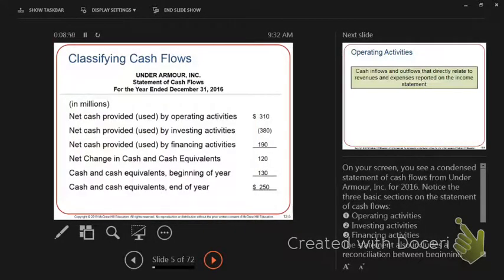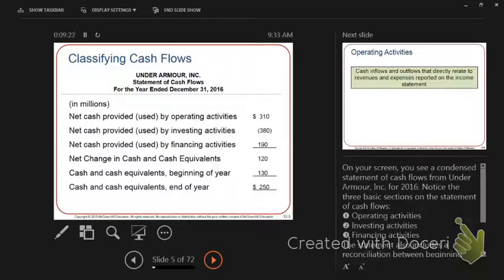All right, so this is what a statement of cash flows is going to look like. This is Under Armour. So this is our operating activities. Notice it says cash provided, cash used. So if it's a negative, like investing activities, all that means is we used the cash. So that means we spent $380 million. So here we got $310 million. That means $310 million of cash came in the door. Our revenues exceeded our expenses by $310 million in cash.